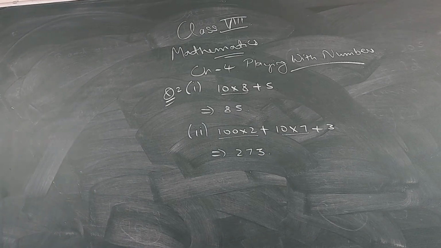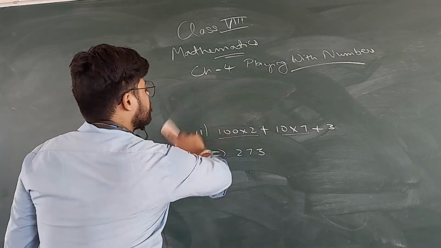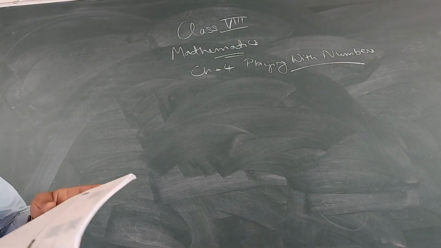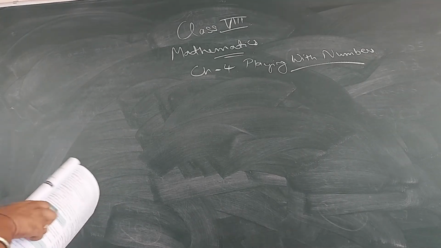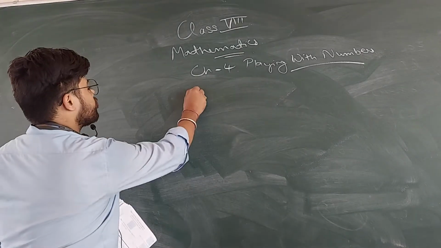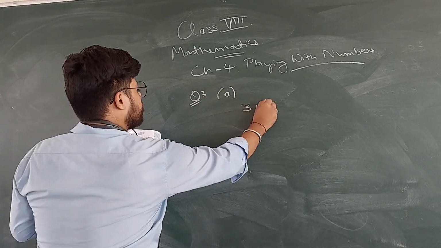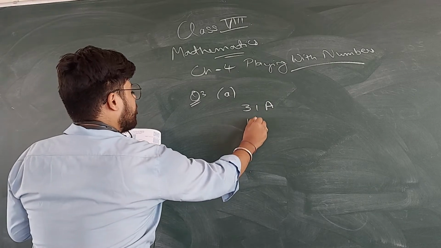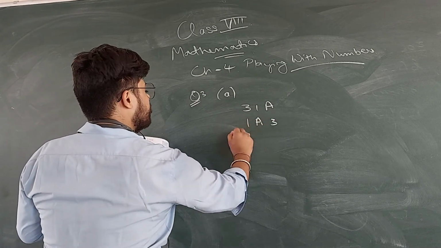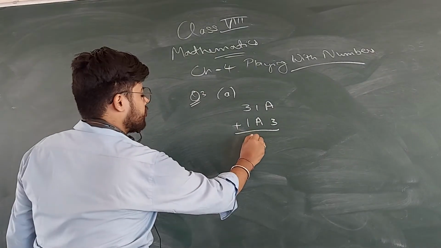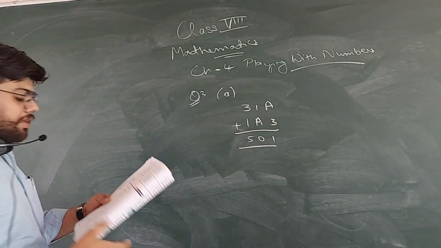Now the last question for today's class: find the value of the unknowns. Some unknowns are given in the question. This is the concept of coding and decoding. The third question, first part: it is given 31A and 1A3, and we have to do the addition. The answer is also given, 501. Now what will be the value of A here?